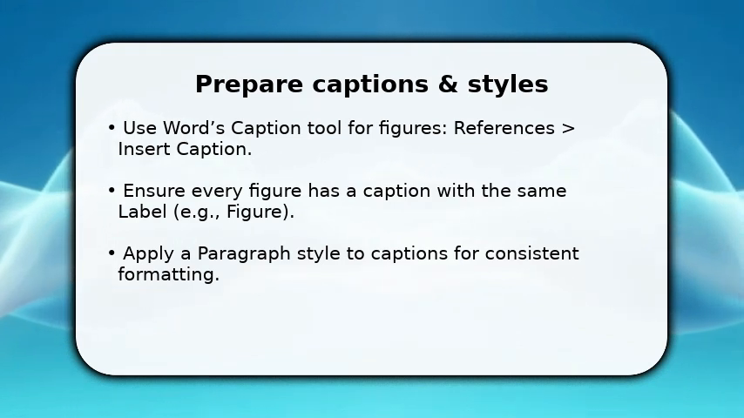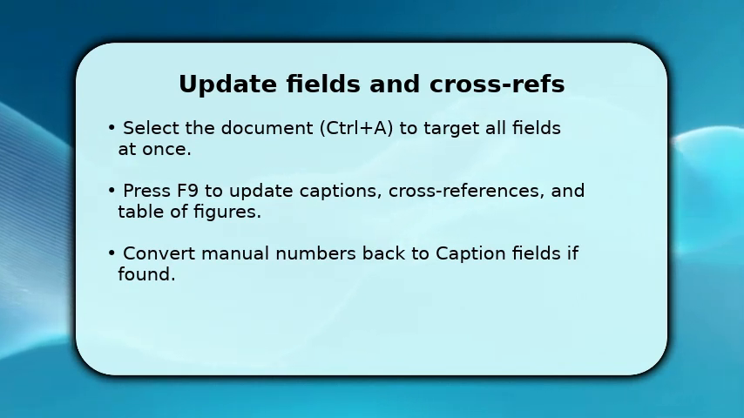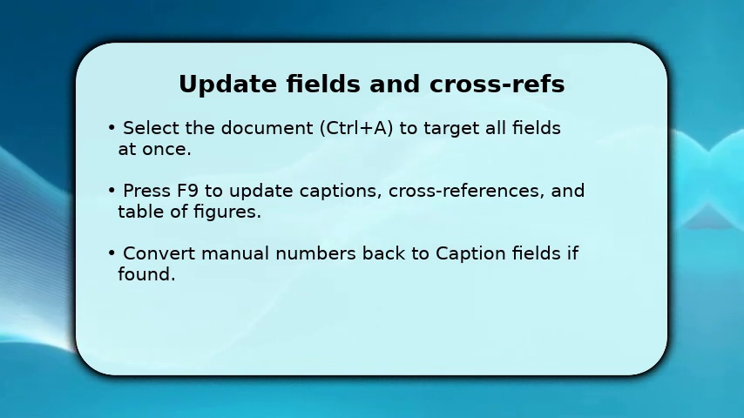Now you'll force Word to recalculate every field so numbering corrects itself. Select the whole document with Ctrl+A, then press F9. This updates caption fields, cross-references, and the table of figures.